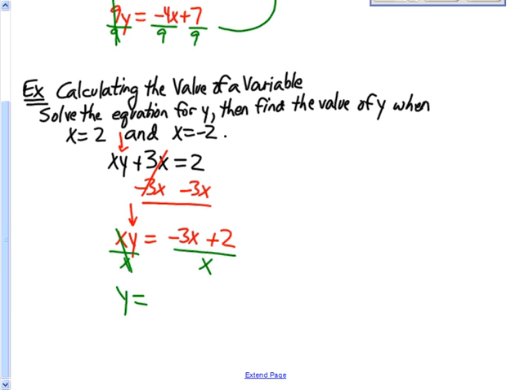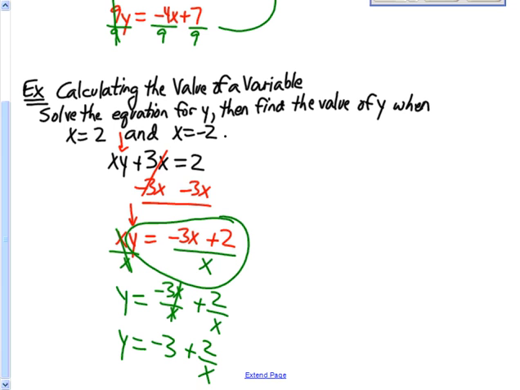Okay, so you can either write it like this, negative 3x over x plus 2 over x. And you notice those are gone. I kind of prefer that myself, but this is okay, and so is this. Either one of those is solved for y.